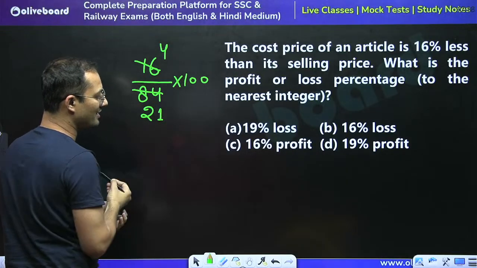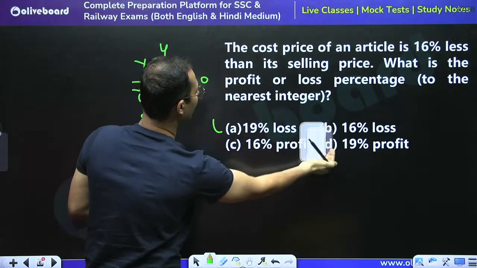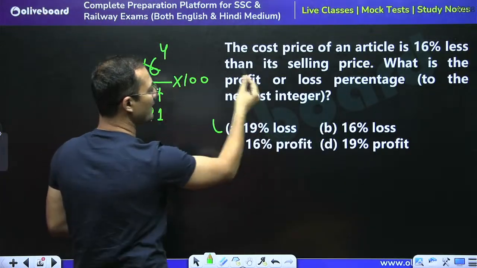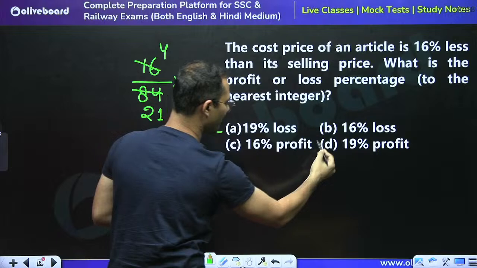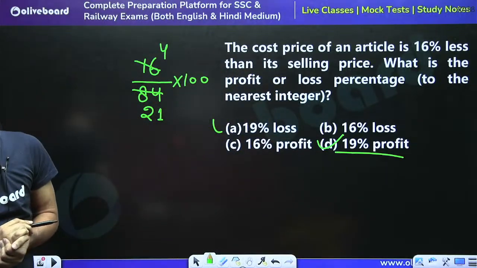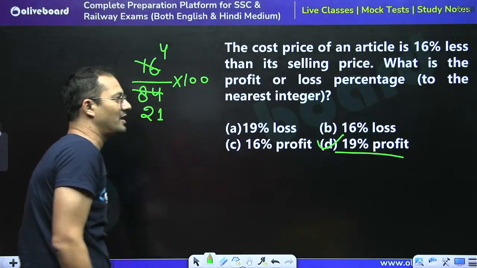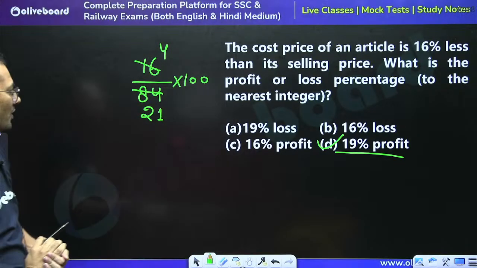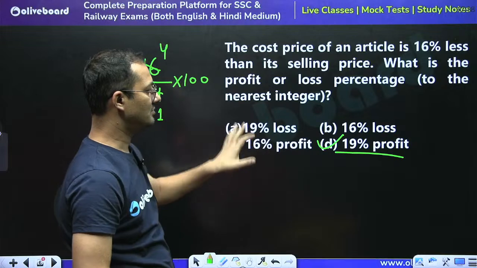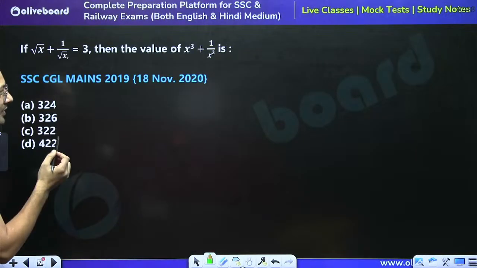So we can say that it is going to be 19%. So what is the profit or loss? There is a profit of 19%. So in a single line, we can say that there is a profit of 19%. Clear? Quite clear? Moving forward.